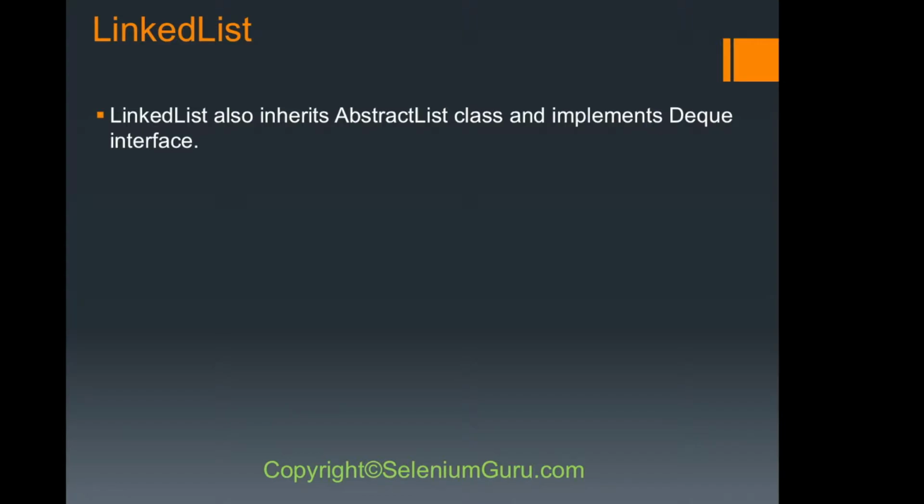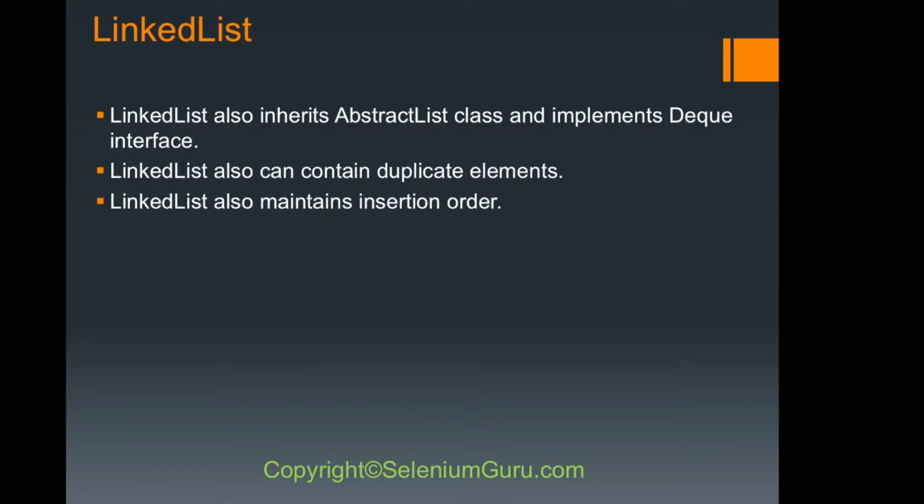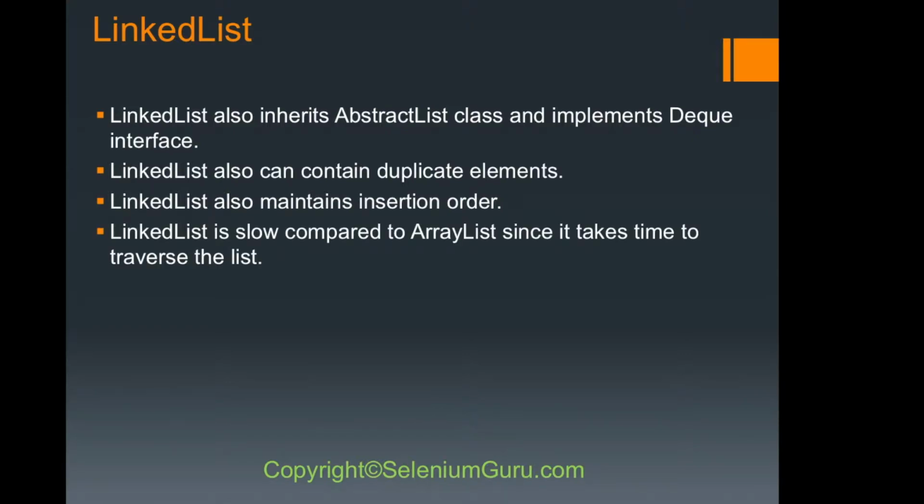So linked list also inherits the abstract list class and implements the list interface. Okay? A linked list can contain duplicate elements, just like an array list. Linked list also maintains insertion order. Linked list is slow compared to array list since it takes time to traverse through the list. Okay, linked list and array list are kind of similar, right?